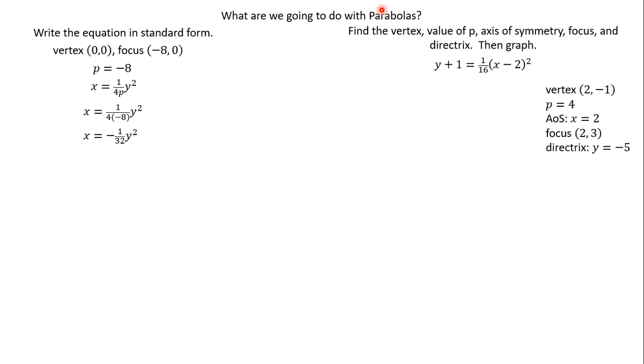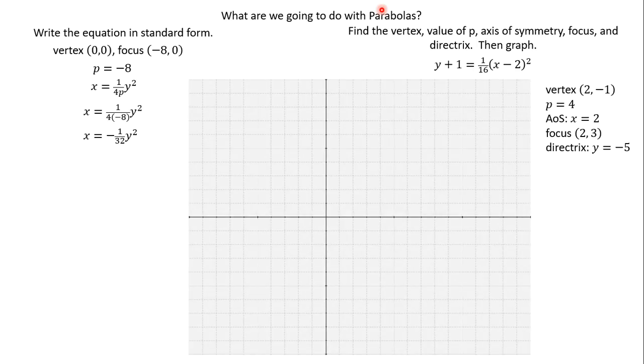And then graph it. To graph it, start out with our graph paper, plot the vertex, which was 2, -1. I would plot the focus, plot the directrix, and then sketch your graph. You can plug in some points if you wanted to. If x equals -1, x equals 0, you can use symmetry to help you out with that. But then just sketch your graph, and you're good to go.